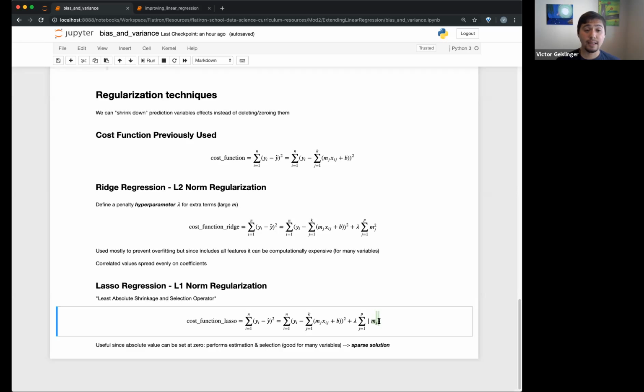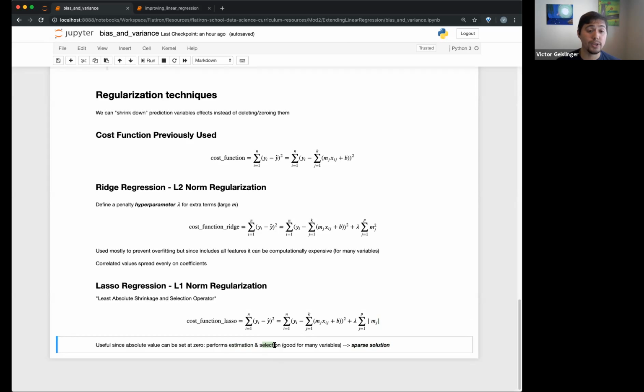What's really nice is that it can get you something called a sparse solution. Basically, you don't have many features, which computationally is a lot easier to deal with than if you have many, many features. Also, because we can set those coefficients to 0 more easily because of the math of the absolute value, it performs estimation, which is what L2 did, but also does selection. So basically it gets rid of variables, saying, you're not really helping, get rid of it.